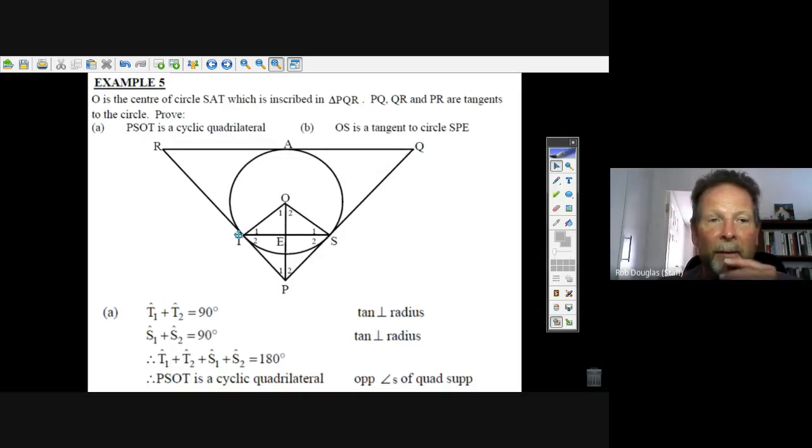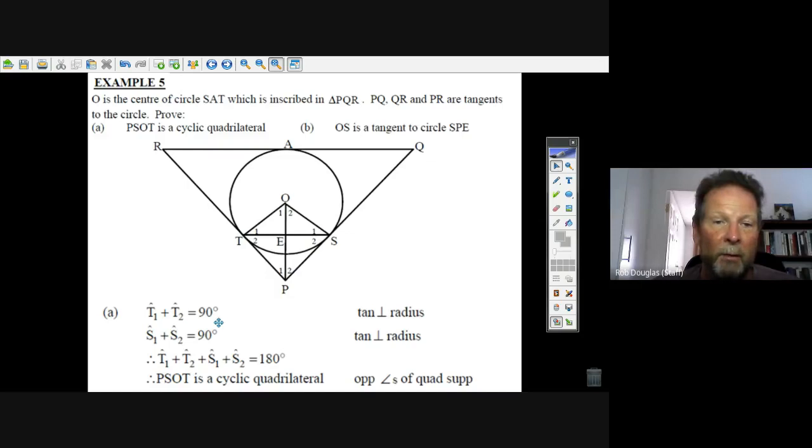Okay, the next example. It says that O is the center of a circle inscribed in triangle PQR. So there's a big triangle PQR. PQ, QR, and RP here are tangents. They fit right going through the points A, T, and S. They are tangents for the circle. And we're supposed to prove that PSOT, this quadrilateral here, is cyclic. That is, that we could put a circle around it.